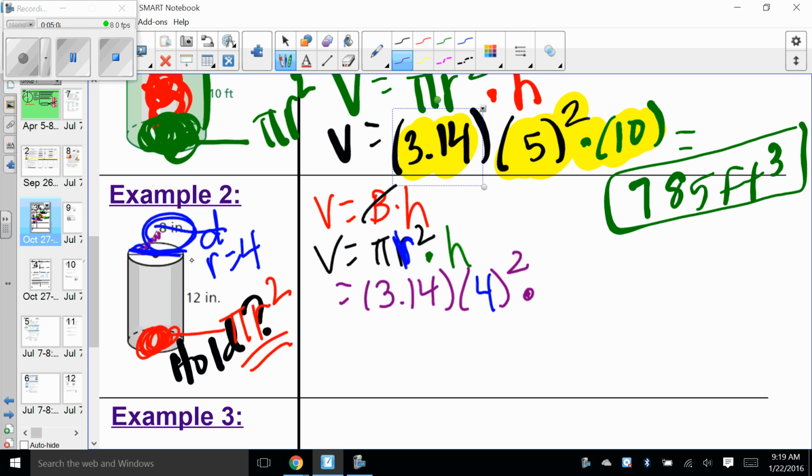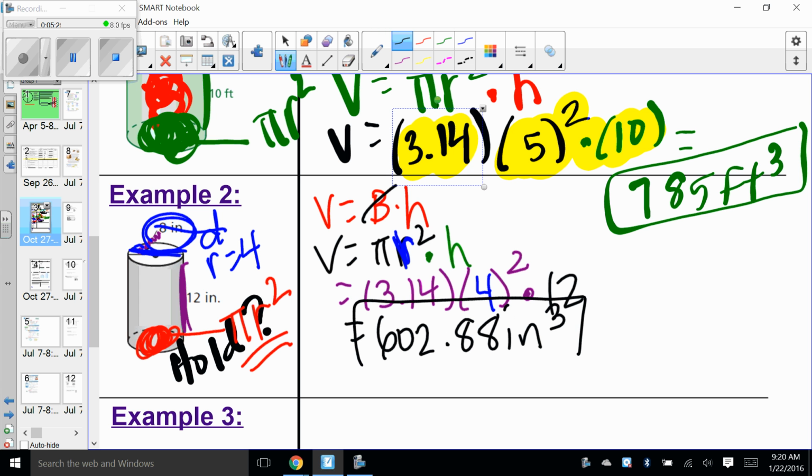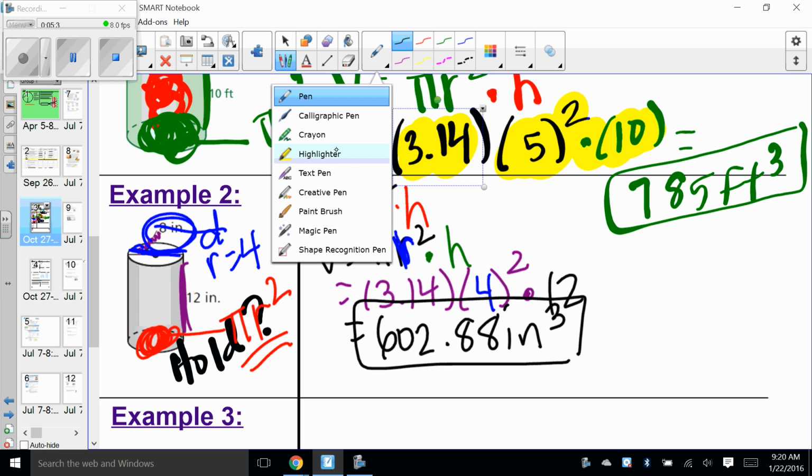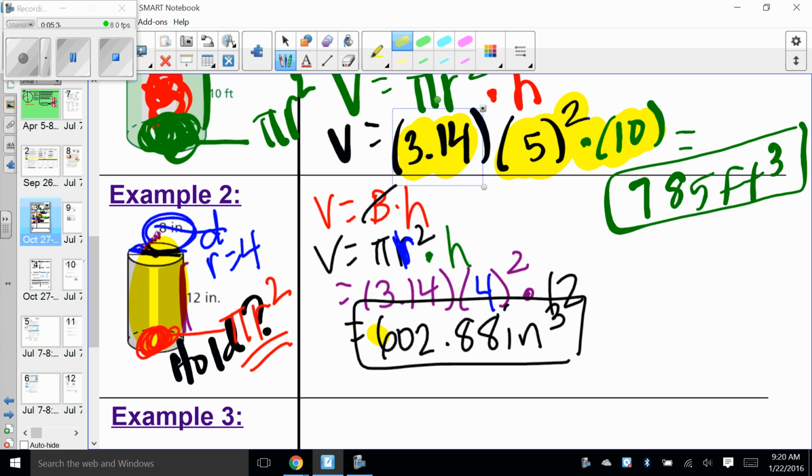We then multiply by the height of the cylinder, and the height of the cylinder happens to be 12. So we have 3.14 times 4 squared times 12. Everybody's typing it in. Let's go, guys. Everybody types in 3.14 times 4 squared times 12. As we start to solve that, our answer is 602.88 inches cubed. That is the volume or the capacity, how much this cylinder can hold in terms of pop or whatever the liquid would be.